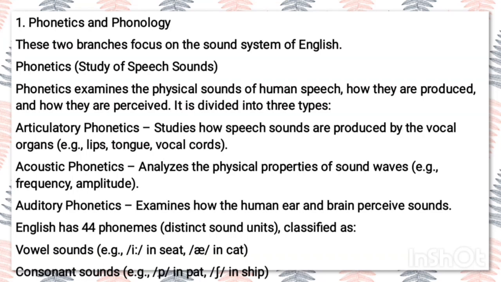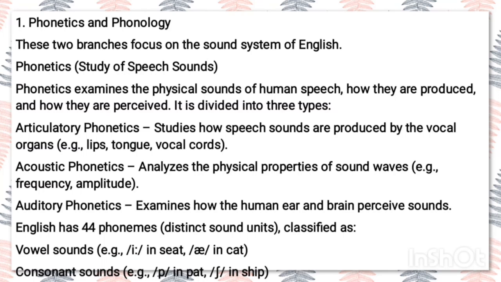There are three main branches. Articulatory phonetics focuses on how speech sounds are physically produced by the vocal organs such as the tongue, lips and vocal cords. For example, the sound P is produced by blocking the airflow with both lips and then releasing it quickly.